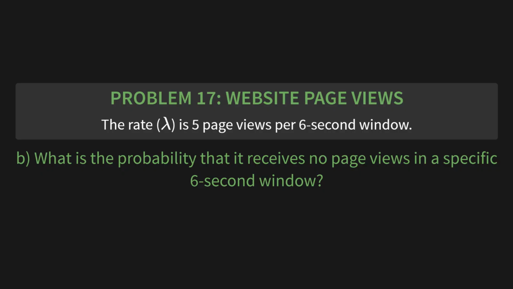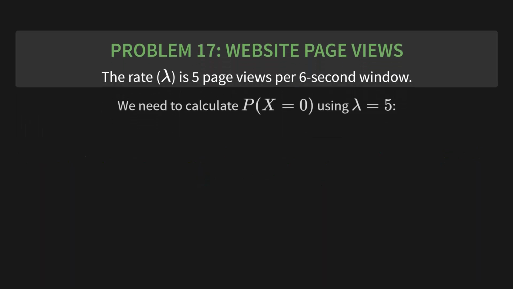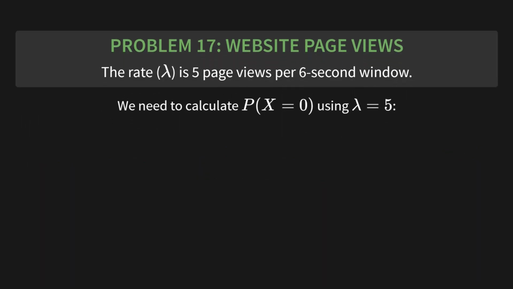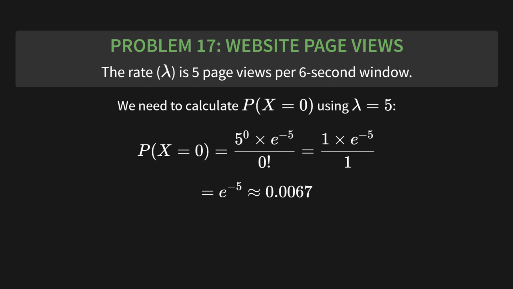Okay, part B. The rate, lambda, is 5 page views per 6-second window. What's the probability that it receives no page views in a specific 6-second window? We need to calculate P of X equals 0 using our lambda of 5. So it's 5 to the power of 0 times e to the negative 5, all divided by 0 factorial. And remember, anything to the power of 0 is 1, and 0 factorial is also 1.